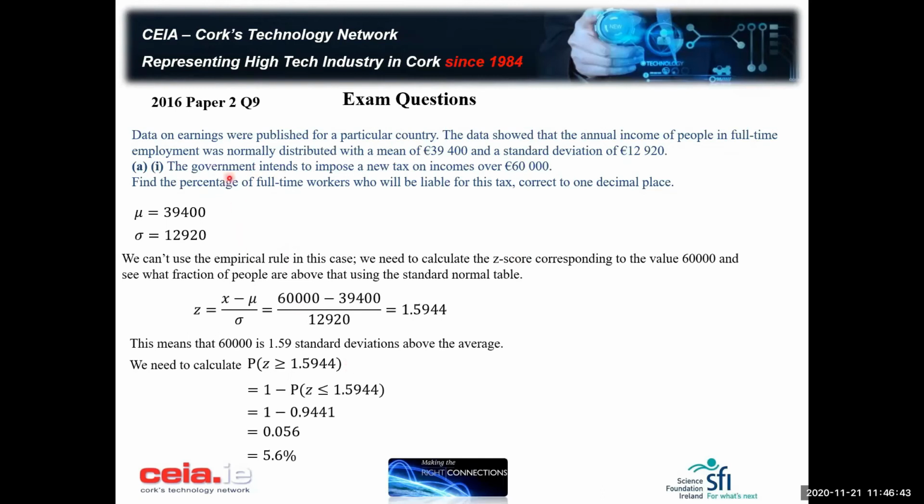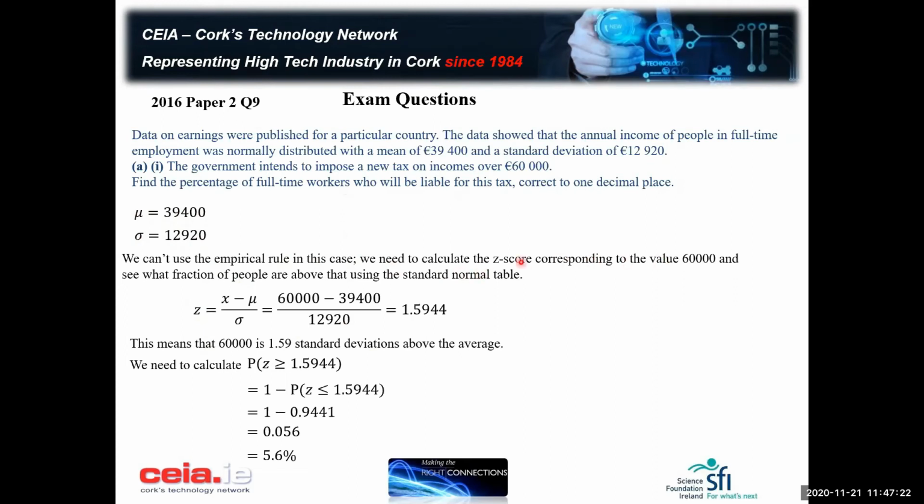So part A, they want to look at what percentage of full-time workers earn this much or more. Okay, now in this case, there's no mention of a 95% confidence interval or anything like that. So we're going to need to use the Z-score here and use the tabulated values to work this out. So we start with the mu being this value, the sigma is this. We can't use the empirical rule.